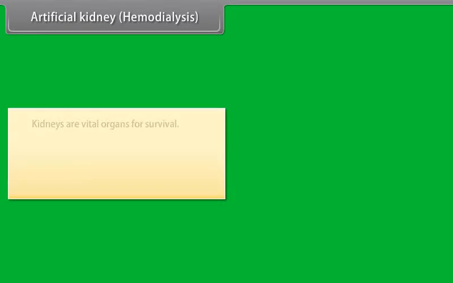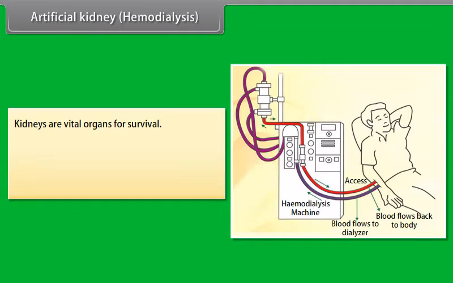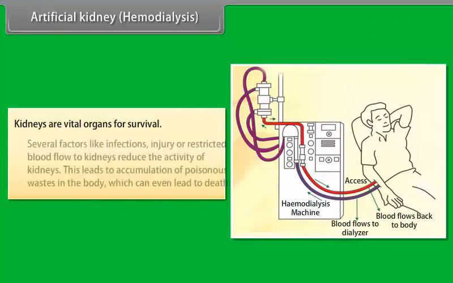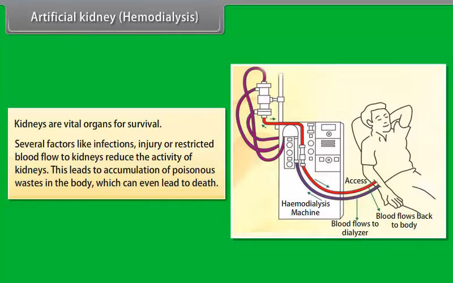Artificial kidney, hemodialysis. Kidneys are vital organs for survival. Several factors like infections, injury, or restricted blood flow to kidneys reduce the activity of kidneys. This leads to accumulation of poisonous wastes in the body, which can even lead to death.